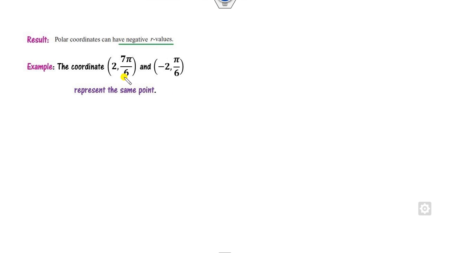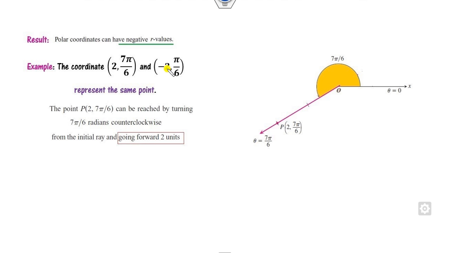Again, you can see these two seem to be different points, but if you draw on the polar coordinates, they are again the same points. How? Firstly, we can draw this point. 7 pi by 6 is greater than 180 degrees, so it lies in the third quadrant. This is my x-axis, so r is positive. So in this direction, I consider this is my 2 here. Fine. Now we need a minus 2.